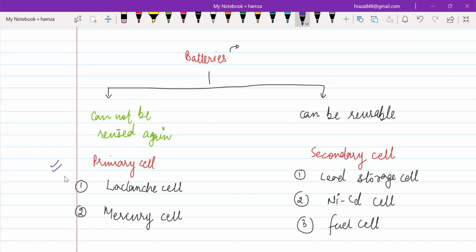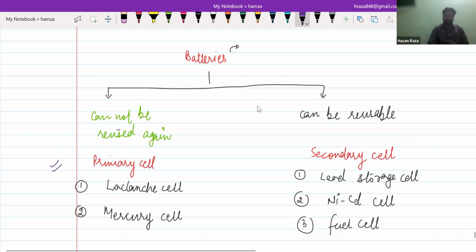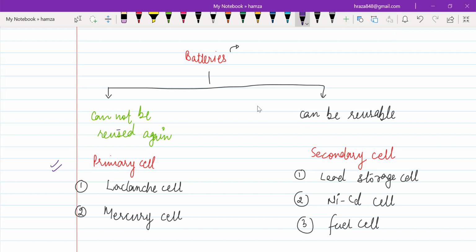Yes, sir. Finished. Very good, Nafisa. Thank you. Fatima, Sneha, and Hamza, waiting for your reply. Please let me know when you are done with this. Very good. Sneha, are you done with this?